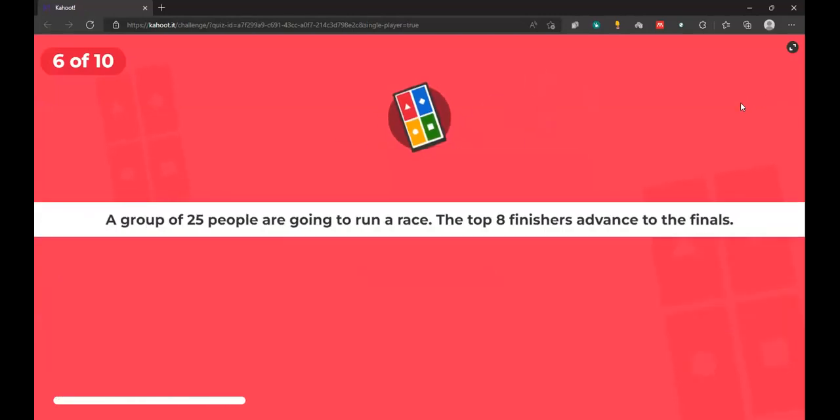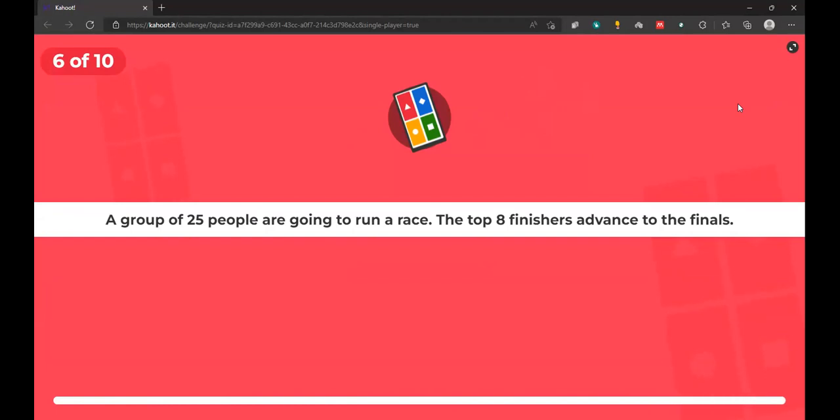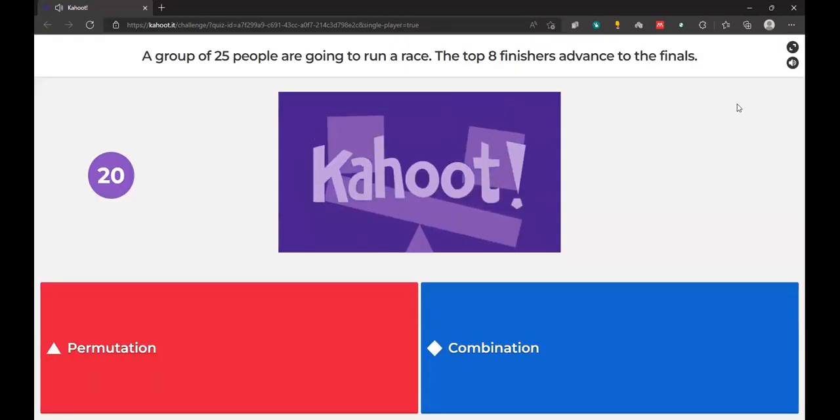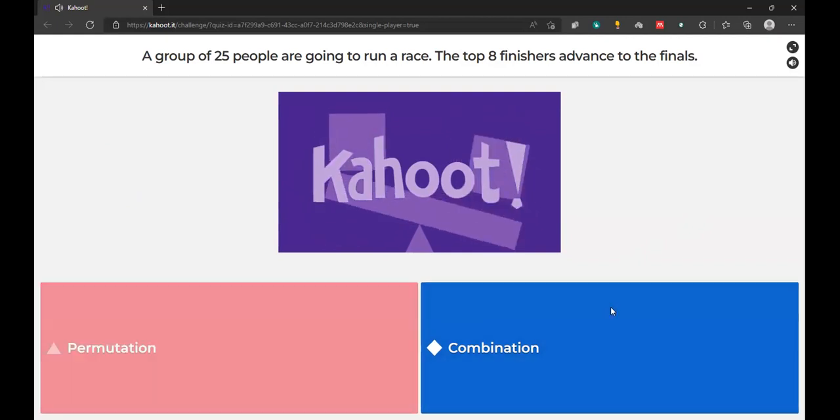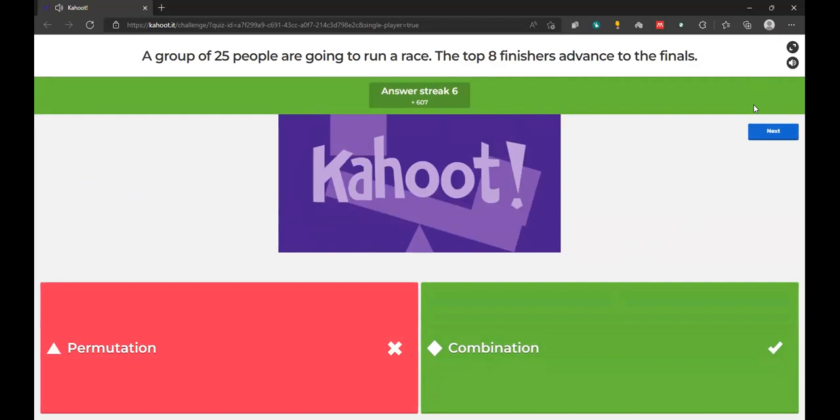Okay, question number 6. A group of 25 people are going to run a race. The top 8 finishers advance to the final. Now, we are not looking for top 1, top 2, top 3, 4, 5, 6, 7, 8. Basta kailangan natin is yung entire top 8 to advance to the final. So, it doesn't matter kung sino yung top 1. It doesn't matter kung sino yung top 2. Basta gusto ko yung top 8. So, it's a matter of combination.